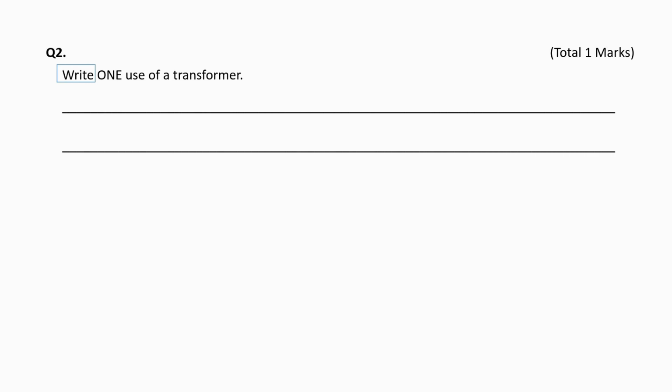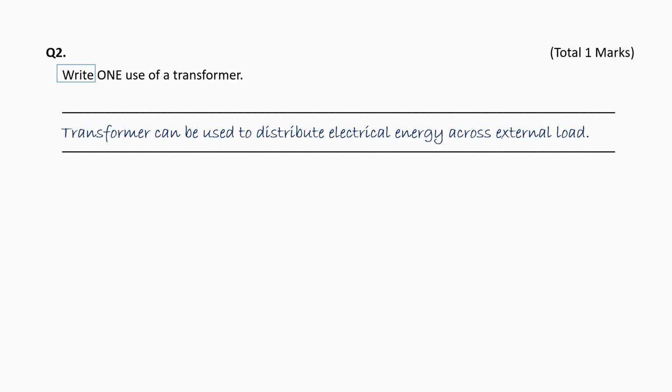Let's move to the next question. It says write one use of a transformer. As we know, a transformer is a device that is usually used to transfer electrical energy from one place to another place. This question is of 1 mark and write is the main command word here. So we need to only mention why we are using the transformer. It can be used to distribute electrical energy across the external load. That external load could be anywhere. It could be houses, or it could be any certain region as well.